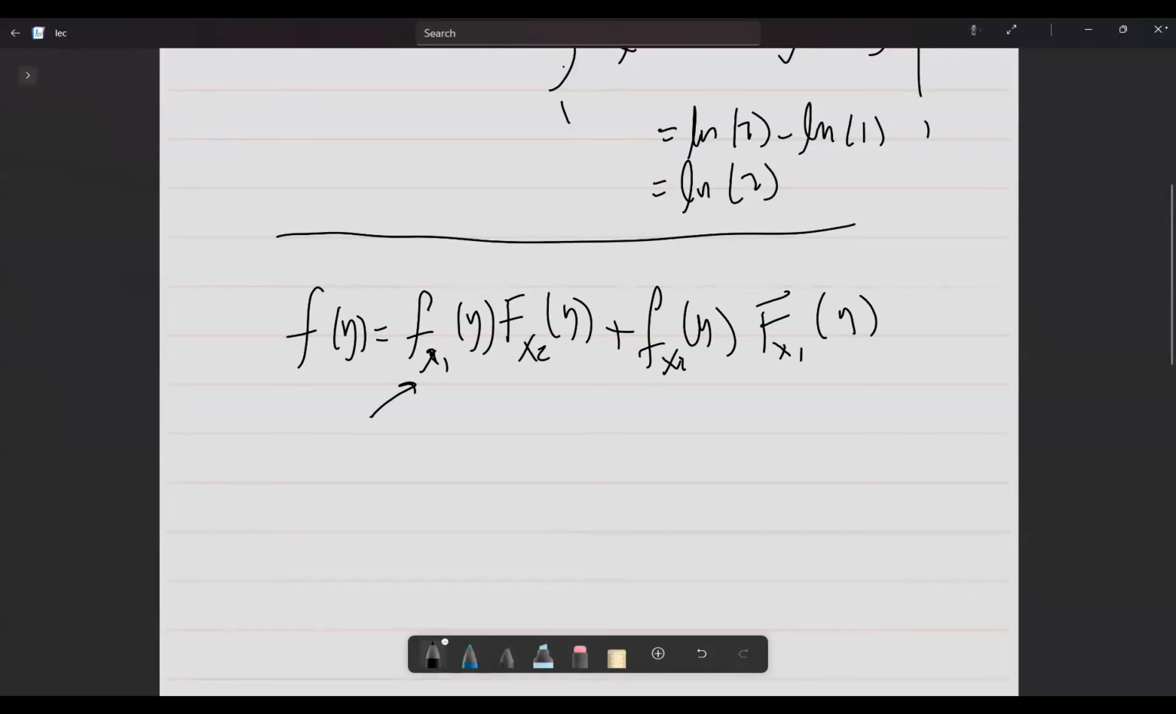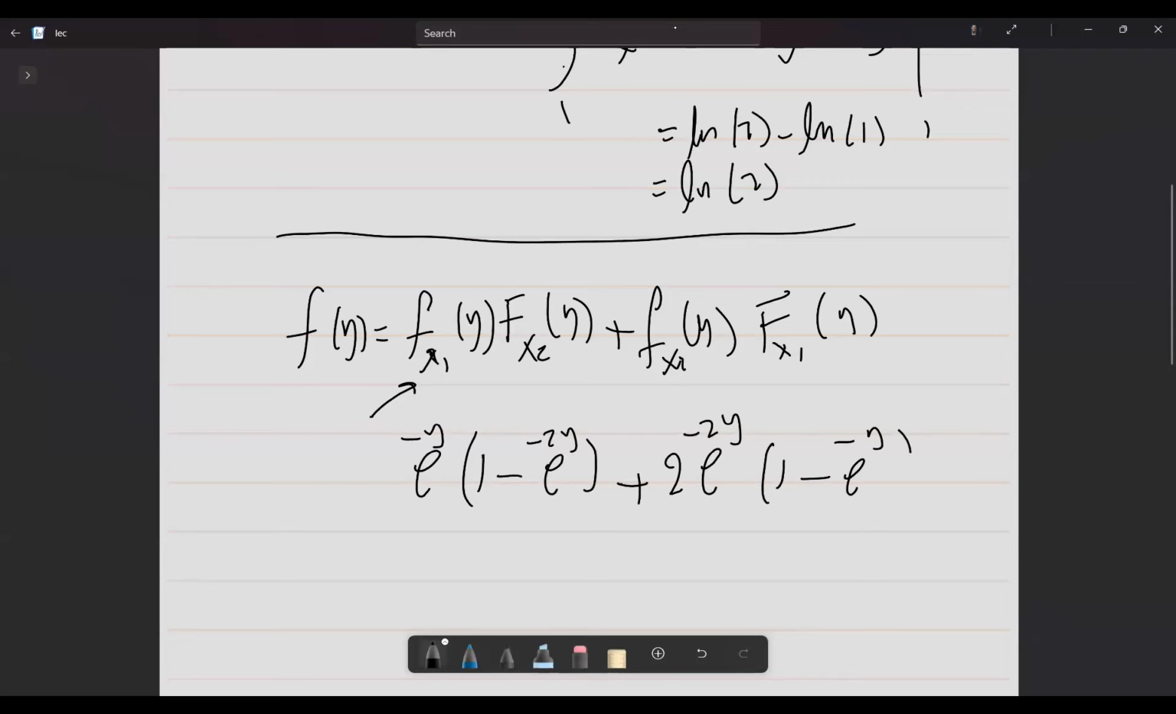And the distribution of x is given, so it is e^(-x), so it becomes e^(-y) times (1 minus the CDF of y, which is e^(-2y)), plus, substituting here, the probability density function of the second random variable, which is 2e^(-2y) times F of x1, which is 1 minus e^(-y). This is the distribution of y.